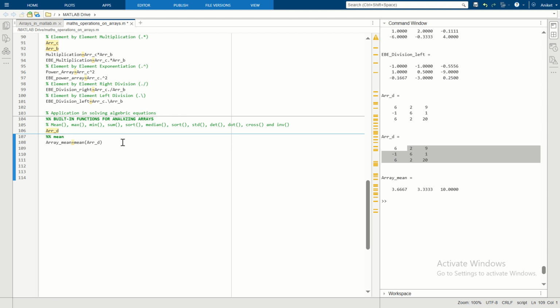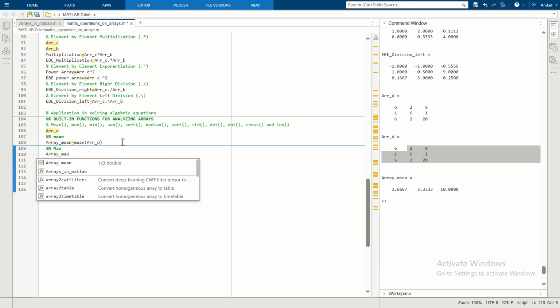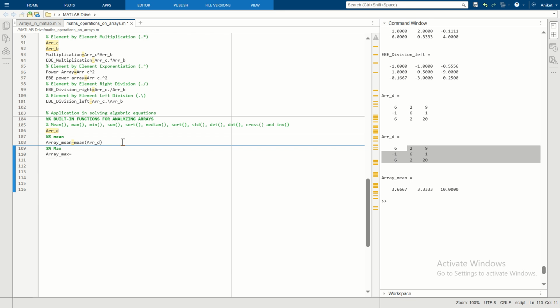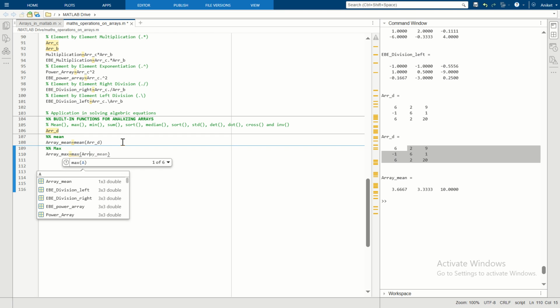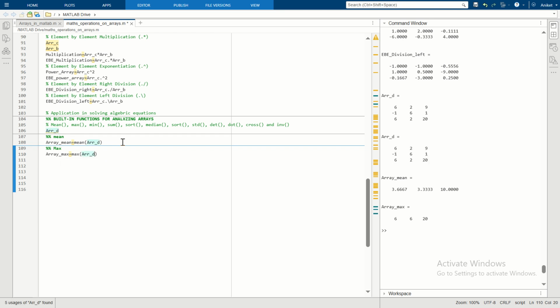Okay, now we want to perform maximum. We have to find out the maximum element. Okay, so we'll do this first. Array max is equal to max, this is the function, already. Okay, now these are the maximum elements from the rows.